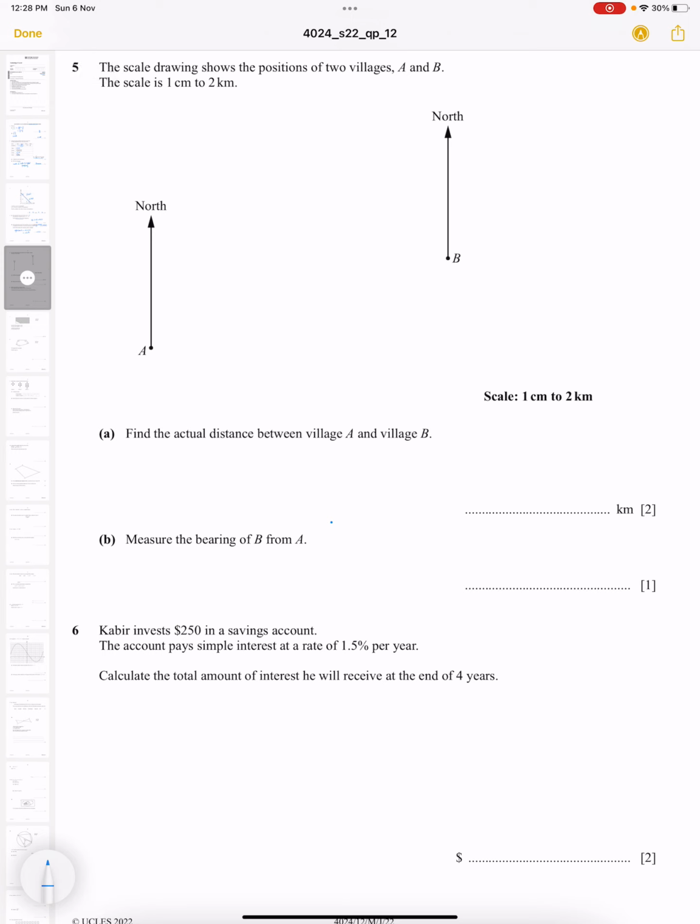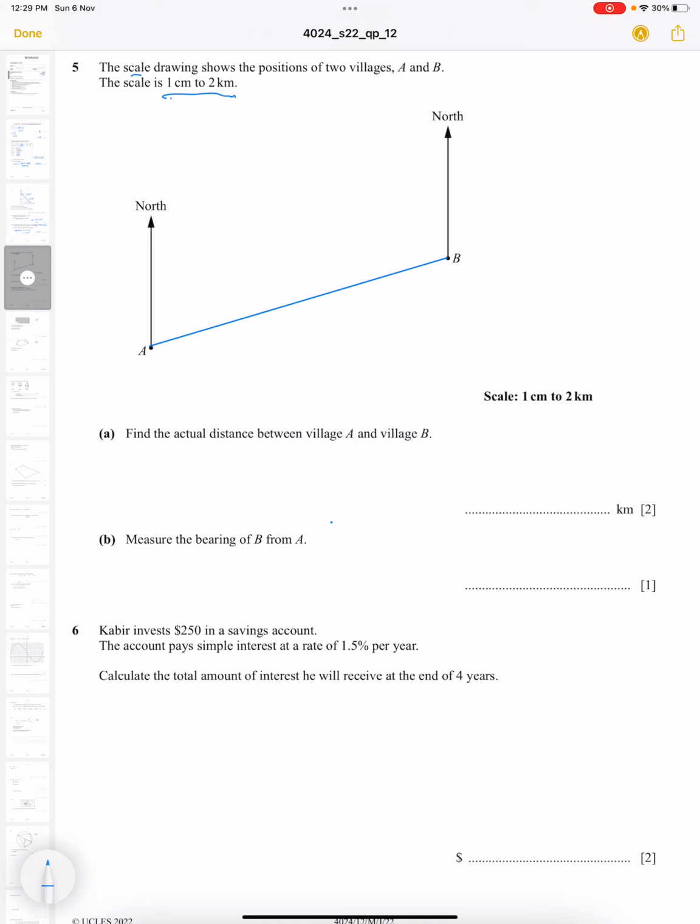Okay, let's move to the next question. Here is a scale drawing, which shows the positions of two villages A and B. The scale is 1 centimeter to 2 kilometers. Since this is a scale drawing, we can use geometrical instruments like a ruler, protractor, etc. to solve this kind of question. So we have to find the actual distance between village A and village B. First, let's draw a line connecting A and B.